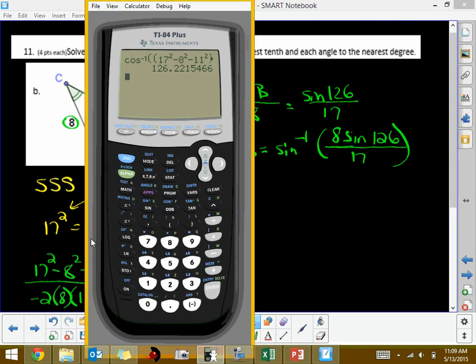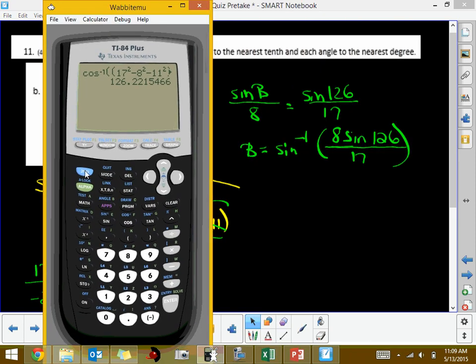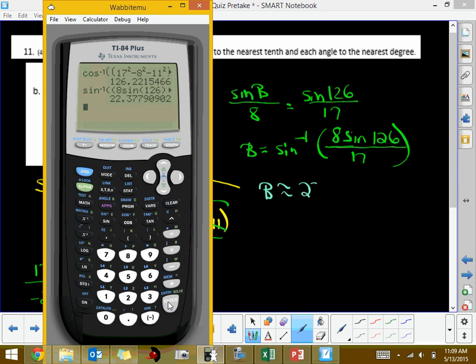And we will do an inverse sine. Then we want the numerator all put in one, so it's 8 sine of 126. Close the parenthesis for the sine, close the parenthesis for the numerator, divided by, there's only one number in the denominator, so 17. Close your parenthesis for inverse sine. 22.37. So if we round this, B is approximately 22 degrees.